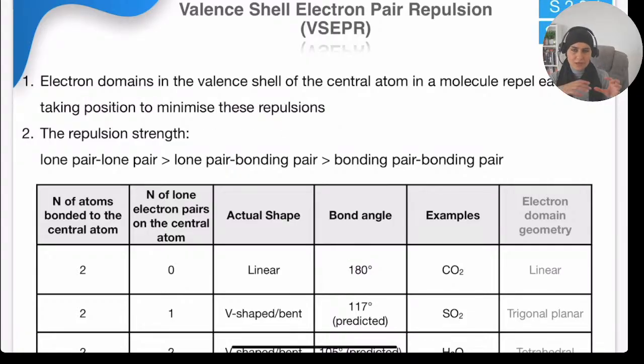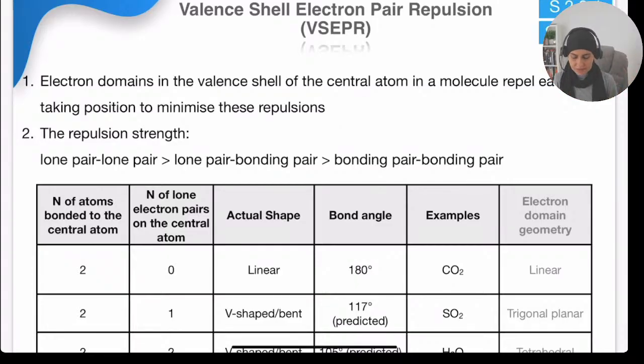What does it mean? You have the central atom, and that central atom has electron domains around it. Electron domains are regions of high electron density. Could be a bonding pair, could be a lone pair. That's like the lines that we drew when we did Lewis structures. Now these electron domains repel. Why wouldn't they? They're negative, they repel.